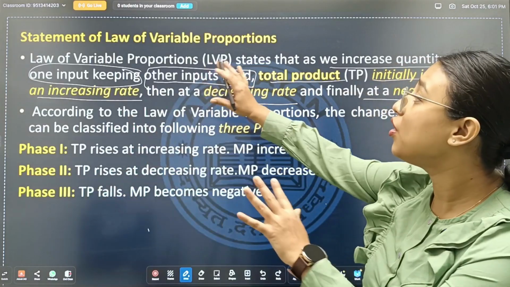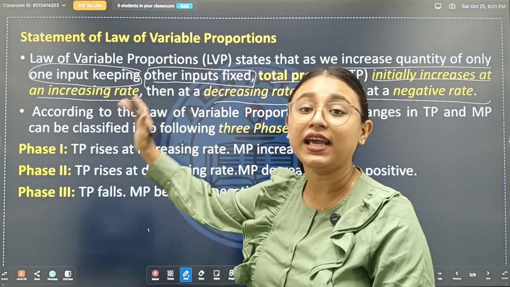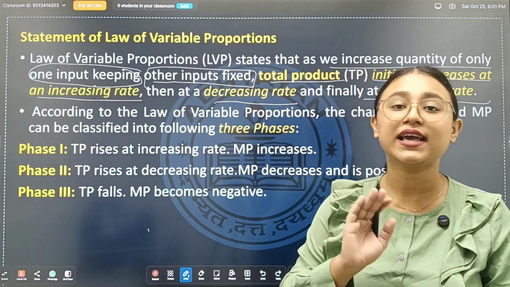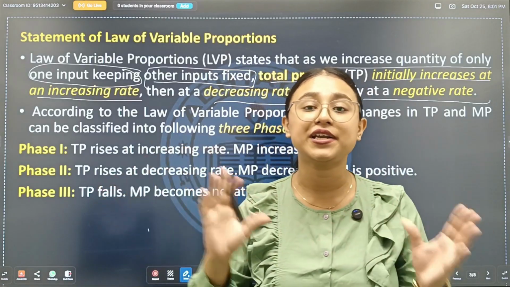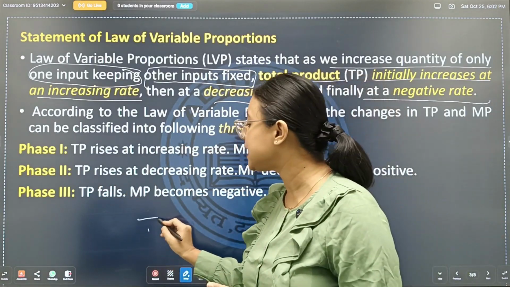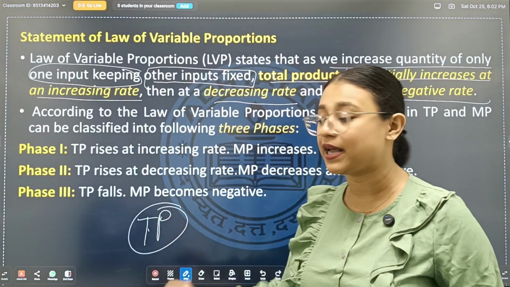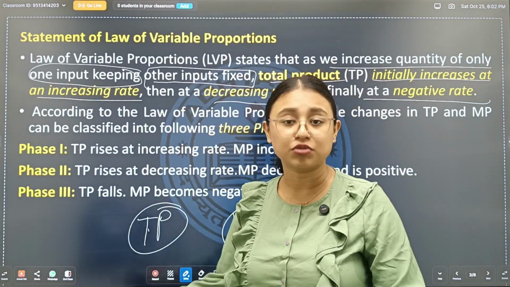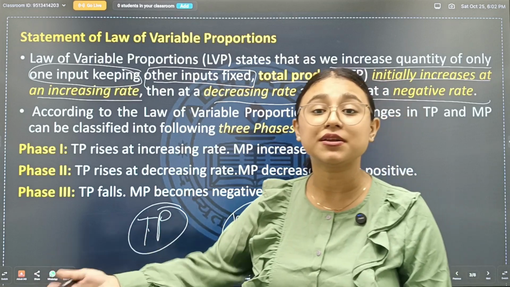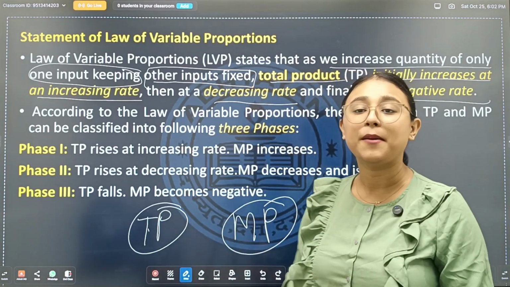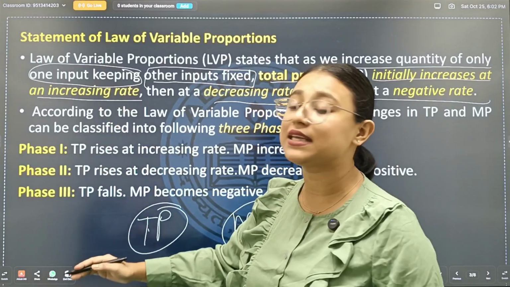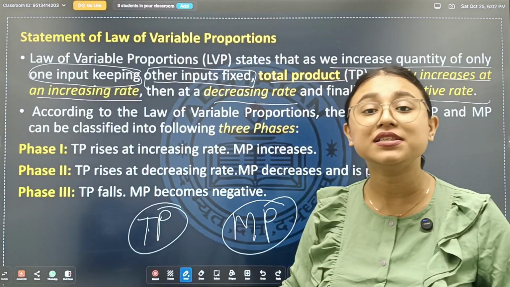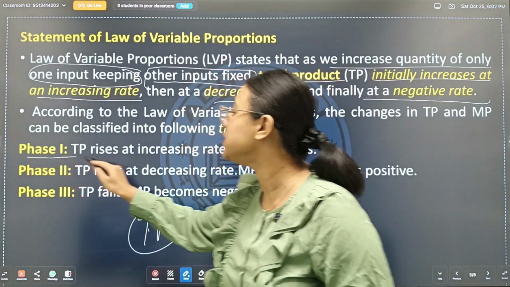Fine. And this law of variable proportion we can actually divide into three phases. Phase 1, phase 2, phase 3. To understand the law of variable proportion, we usually take the help of the concept of TP, total product, and marginal product. Marginal product is nothing but the rate of increase in total product. So how much total product is increasing is reflected by the concept of marginal product. So firstly when total product increases at an increasing rate and marginal product rises, then it is the operation of phase 1.